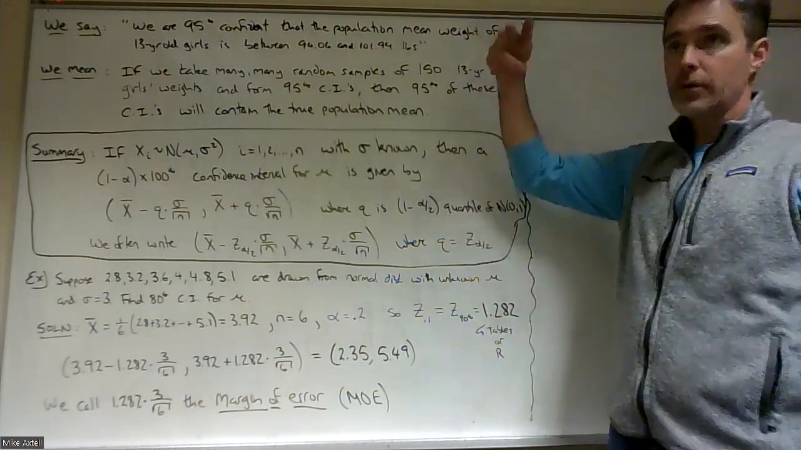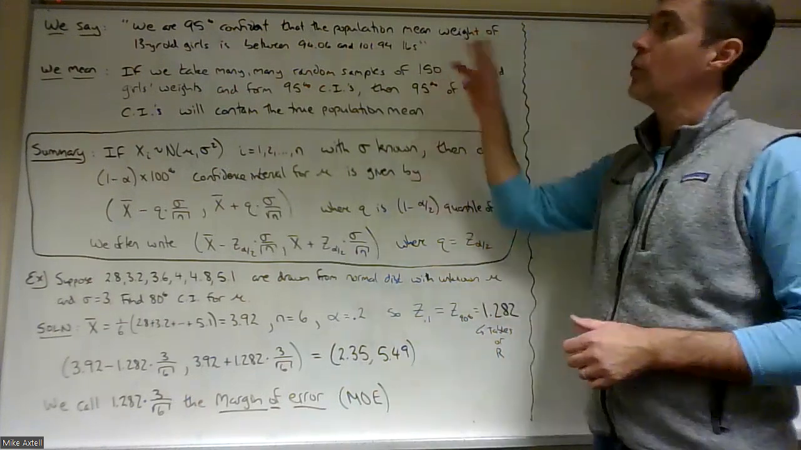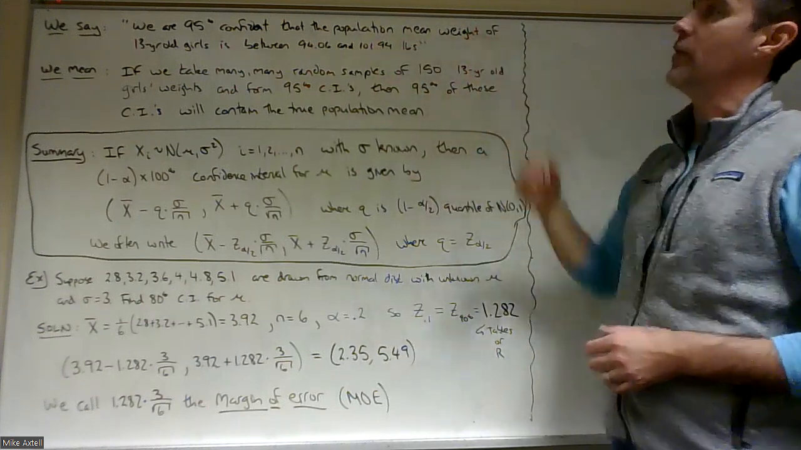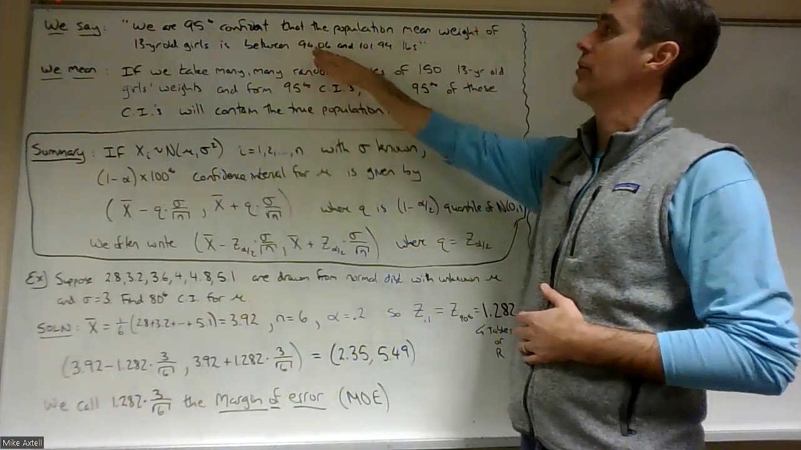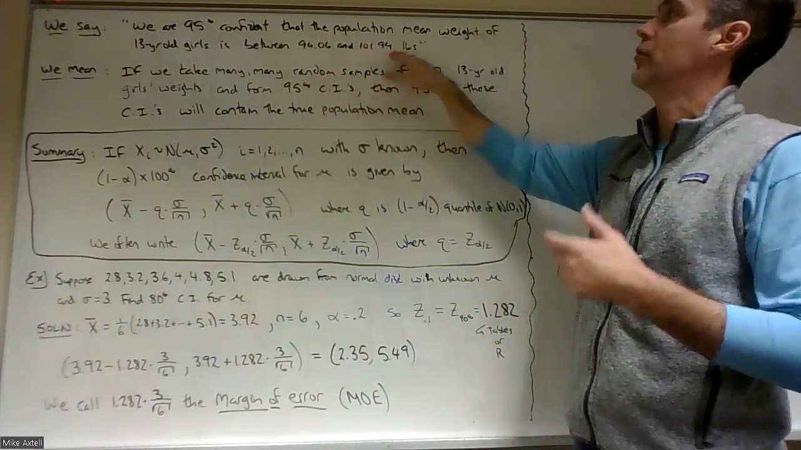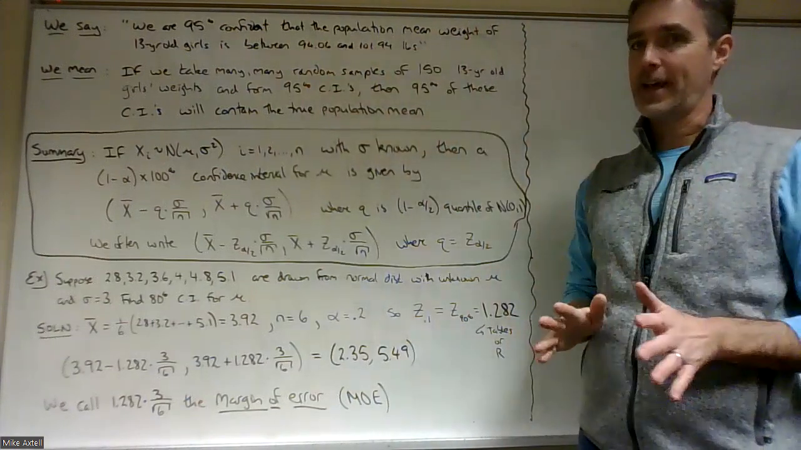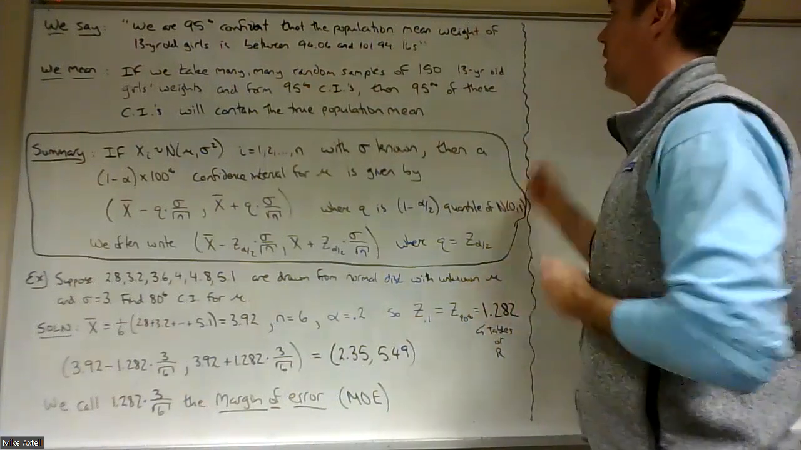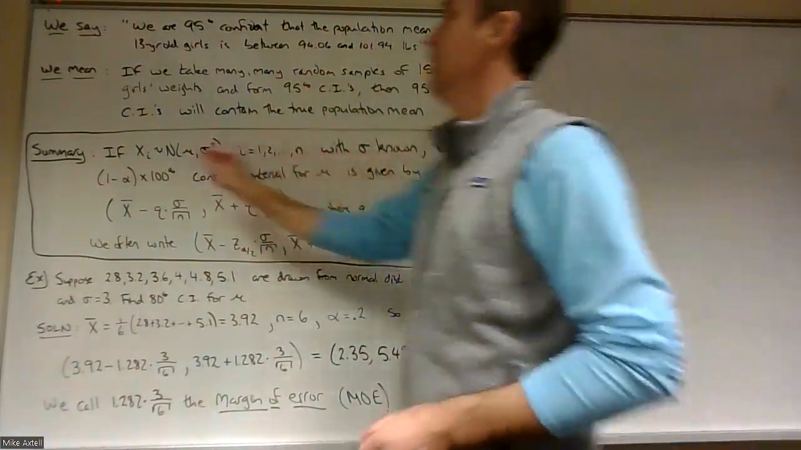All right, so continue with the example that we just finished over there. What we say is that we are 95% confident that the population mean weight of 13-year-old girls is between 94.06 and 101.94 pounds. That's what we say. What this actually means, though, is important.